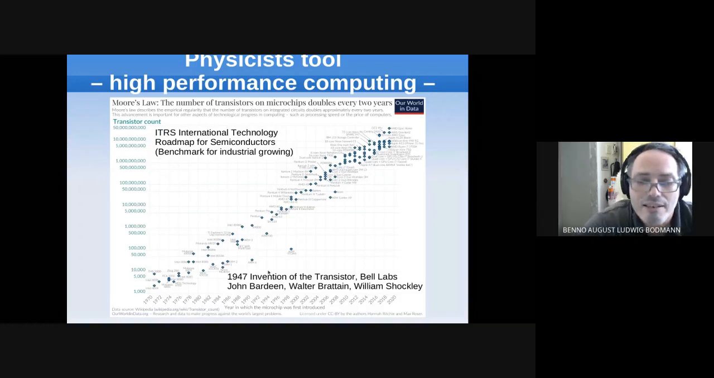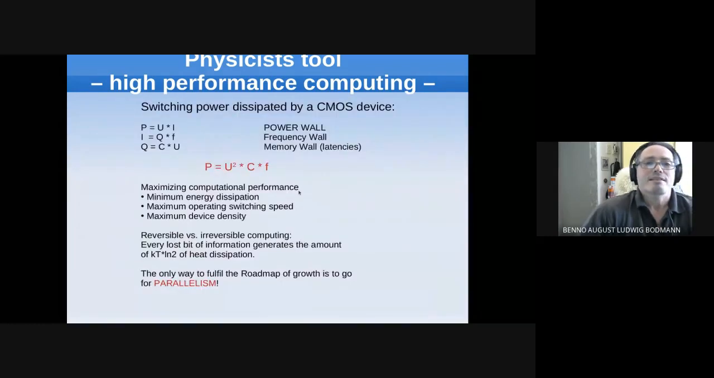What I would like to mention is that in 1947 at the Bell Labs was the invention of the transistor by John Bardeen, Walter Brattain, and William Shockley. And now we have about 50 years of this international roadmap of growth. And it is somehow related to the increase of performance. Our technology of computing is switching power dissipated by its CMOS devices.